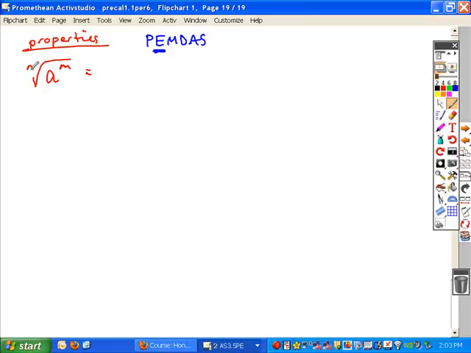Okay, so if you take the nth root of a to the m, it doesn't matter whether you take the nth root of a all to the m, or if you take a to the m and then take the nth root of that. Both of them are going to yield the exact same answer.